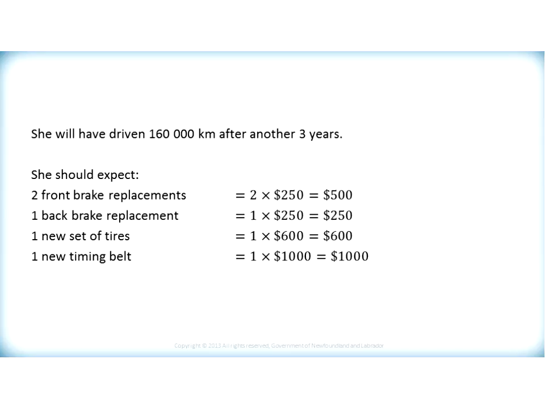So the total amount she should expect to pay over the next 3 years on other major repairs would be, to add them all together, we get $2,350. So if you add them together, you should see that it equals $2,350.